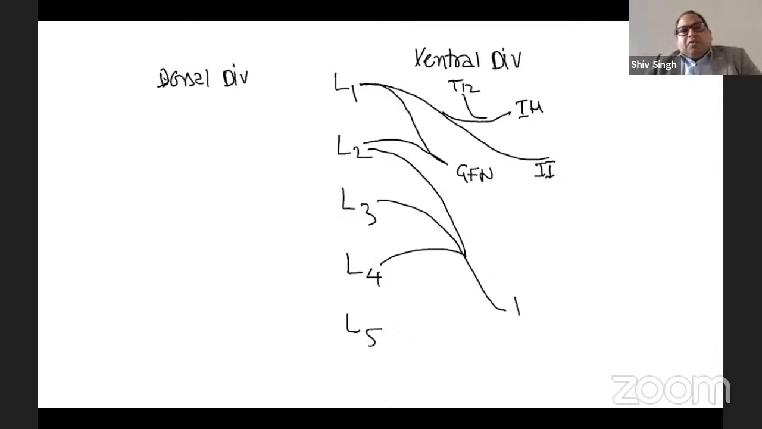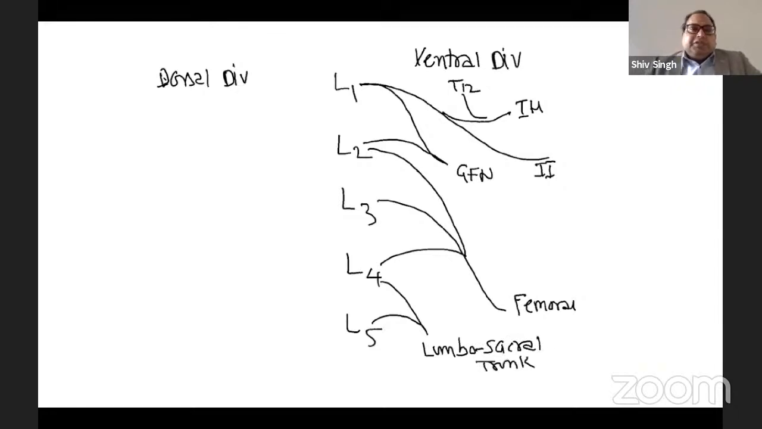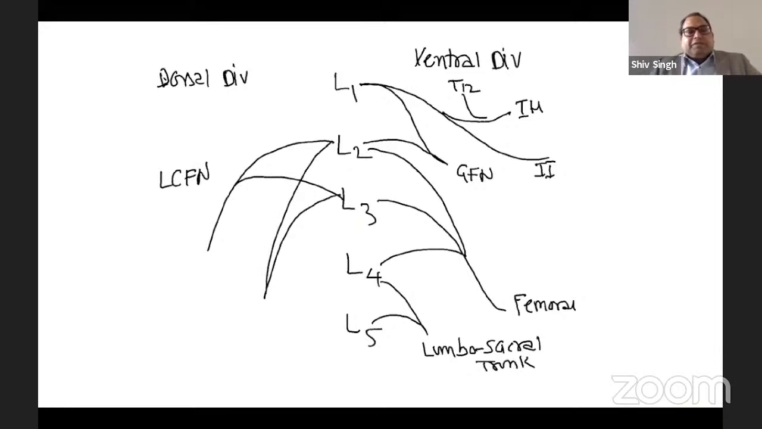The L2, L3, L4 ventral divisions form, that's wrong. It's actually the obturator. Ventral division forms the obturator, not the femoral. The dorsal division actually forms the femoral nerve, not the ventral division. So that's wrongly labeled. L2, L3 dorsal division also forms the lateral cutaneous femoral nerve. So that should be lateral cutaneous and the femoral, not the obturator. So that's, I think, wrong in this diagram.